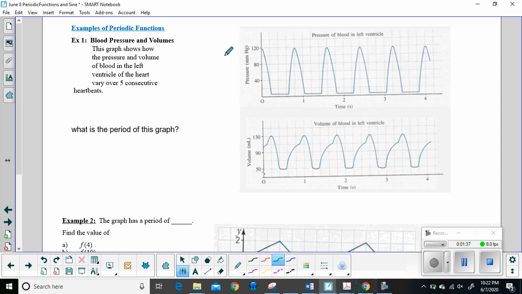So here I have the graph showing the pressure and the volume of blood in the left ventricle of the heart and how it varies over five consecutive heartbeats. So what is the period of this graph? That just means I have to figure out where one cycle starts and ends. So if I start at the beginning here and I go down, over, up, now I'm going to repeat. Down, over, up, repeat. Down, over, up, repeat. So I've got a repeating pattern happening. So it's definitely periodic.